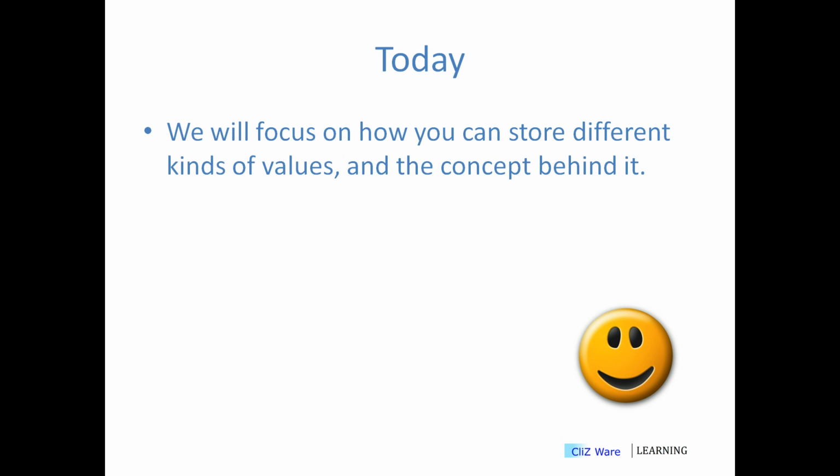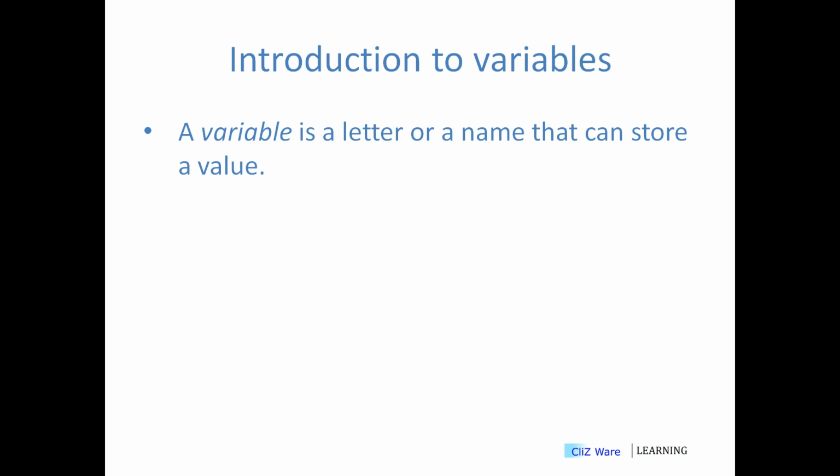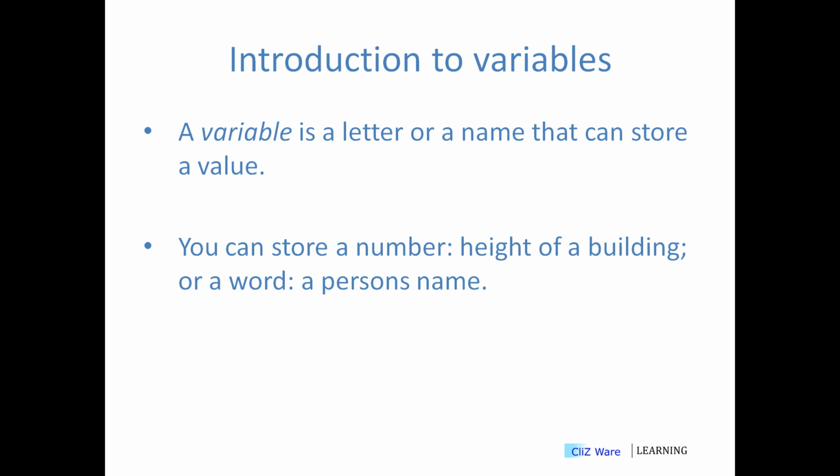This time I would like to focus on how you can store different kinds of values and the concept behind variables. First of all, a variable is a letter or a name that can store a value. You can store a number, that's one of the examples. So for instance, the height of a building, or as my other example, a person's name.